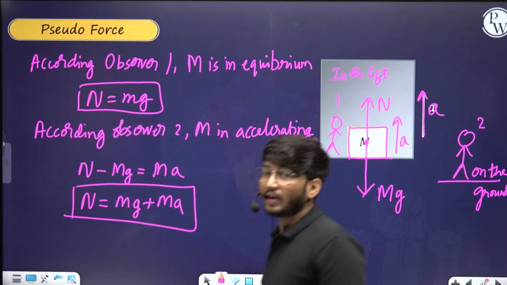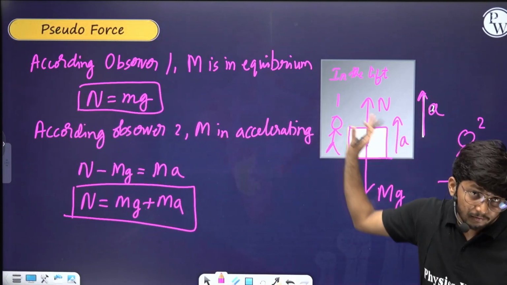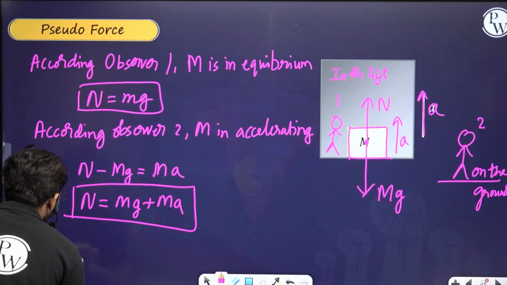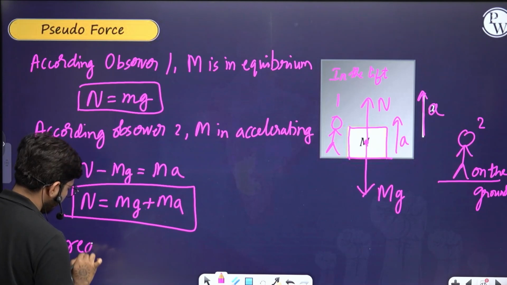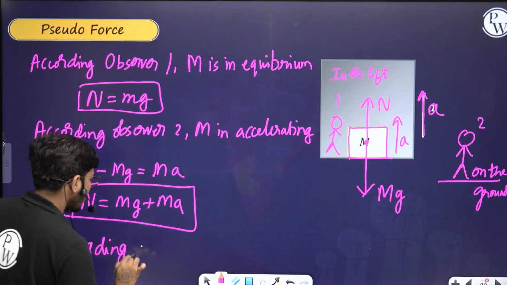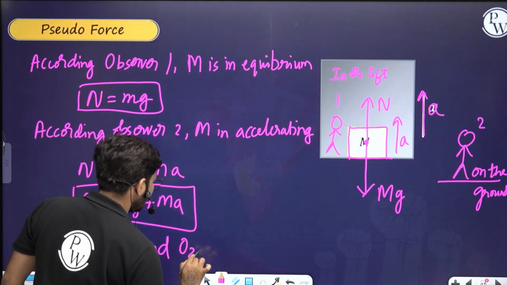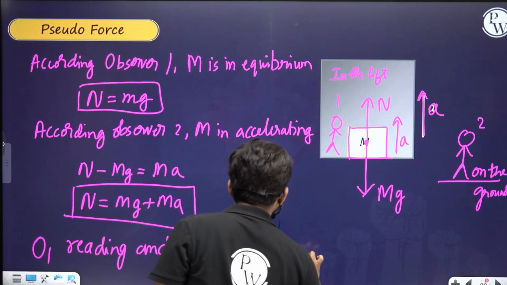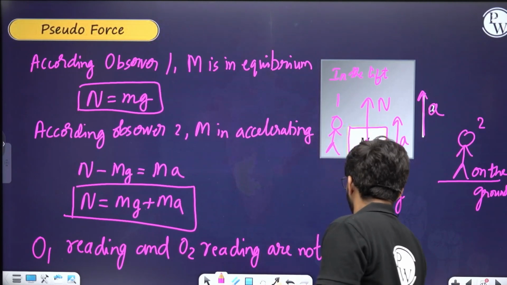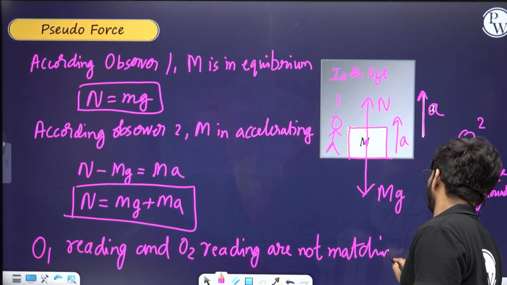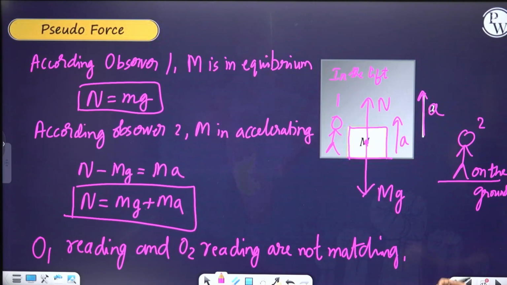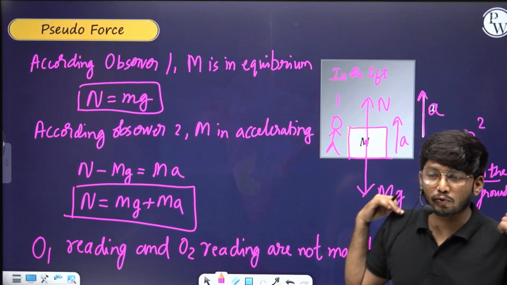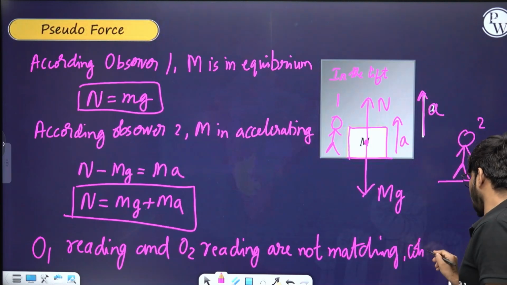These two are contradictory results, right? Observer 1's reading and observer 2's reading are not matching. Then who is right? That is the question I ask you. Who is right? Think about it.